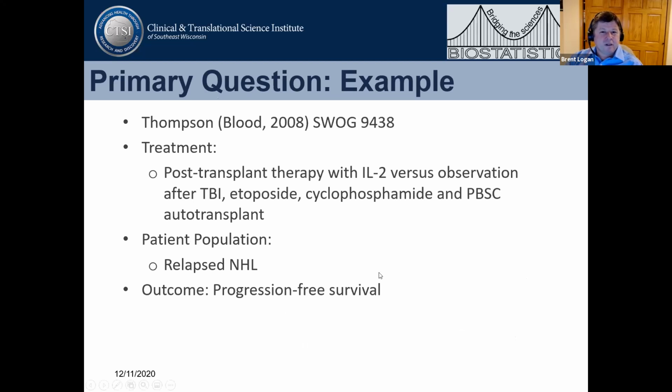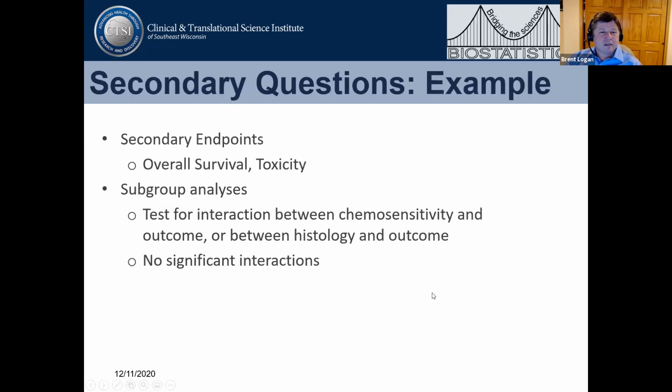So here's an example of a study from the SWOG looking at post-transplant therapy with IL-2 versus observation after an autologous transplant in patients with relapsed non-Hodgkin's lymphoma with an outcome of progression-free survival. So here we have the treatment, the patient population, and the outcome defined for the study. Secondary questions, looking at overall survival, toxicity, subgroup analyses. They were looking at the interaction between chemosensitivity and outcome, or between histology and outcome. And there were no significant interactions in this particular trial.